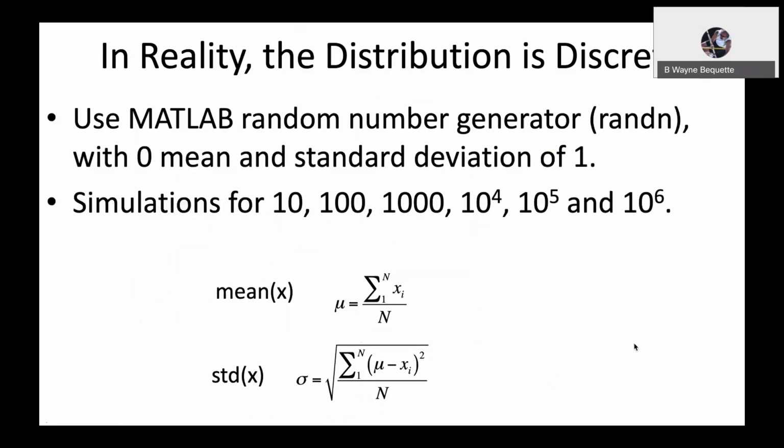So now what we're going to do is use the MATLAB random number generator with 0 mean, standard deviation 1, and do simulations for different length sequences. That is for 1,000, 10,000, 100,000, and 1,000,000. And for each one of those, we'll calculate the mean and the standard deviation as shown in the formulas below.